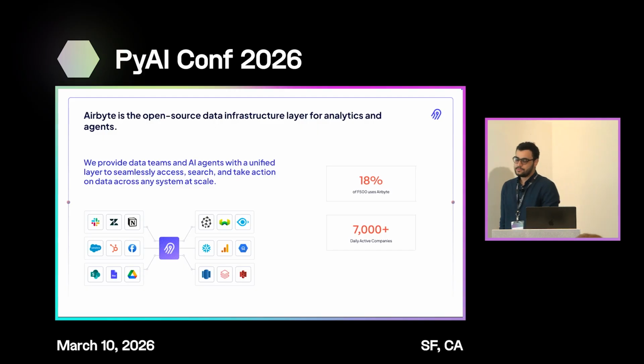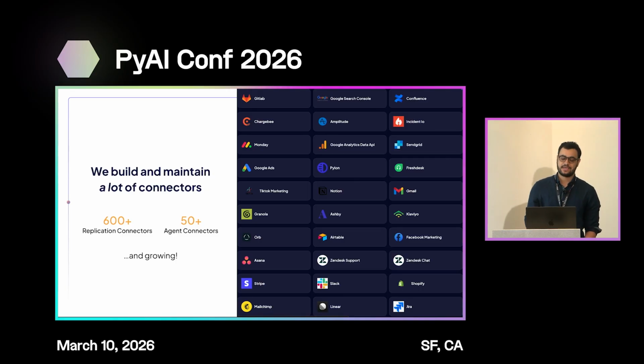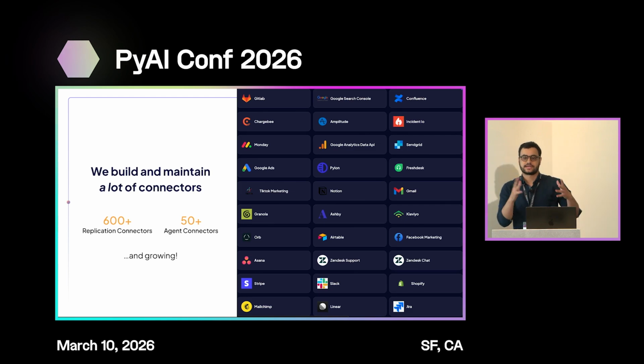So Airbyte is an open source data infrastructure company. And in short, we help data teams and AI agents connect to all the places where their data lives. And what this really means is, hey, we build and maintain a lot of connectors. Because what good would an integration platform be if we don't connect to all those different places where your data's at? Right? And so we have over 600 replication connectors, over 50 connectors that are optimized for getting that data into the AI agents. And all of this continues to grow very quickly.